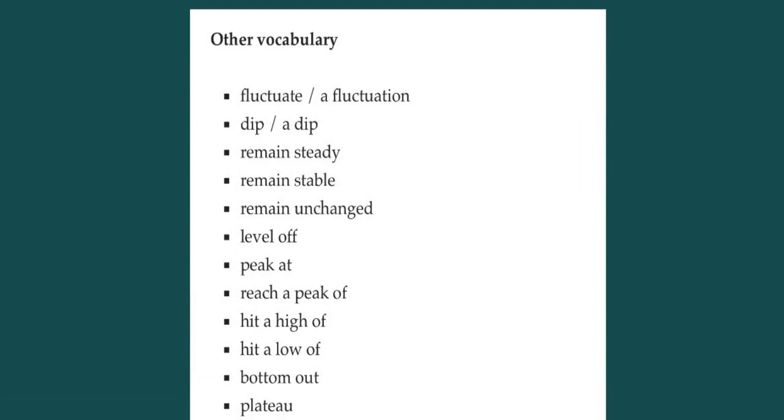Other vocabulary, if there is sort of fluctuation, then you can write fluctuate as a verb, and a fluctuation means article with noun. Dip, remain steady, remain stable, remain unchanged, level off, peak at, reach a peak of, hit a high of, hit a low of, bottom out, plateau.